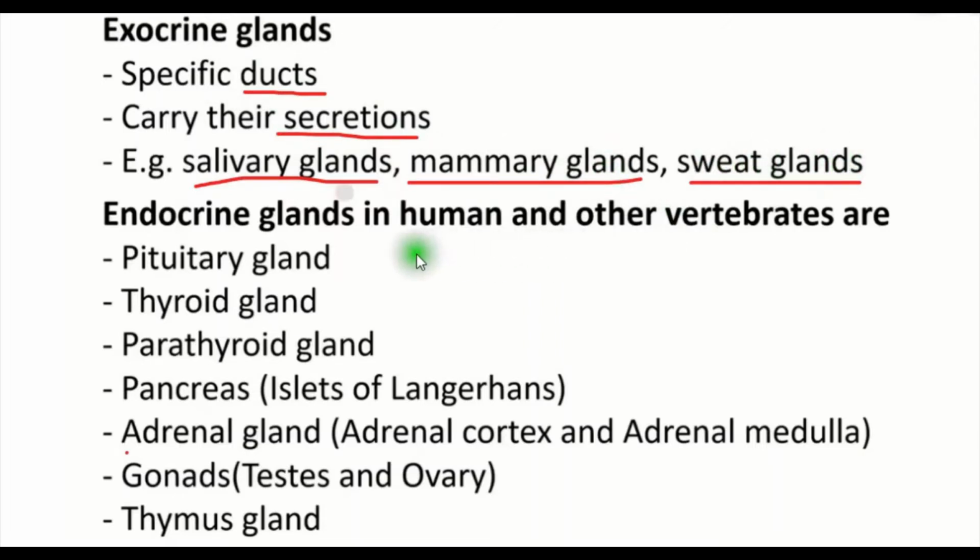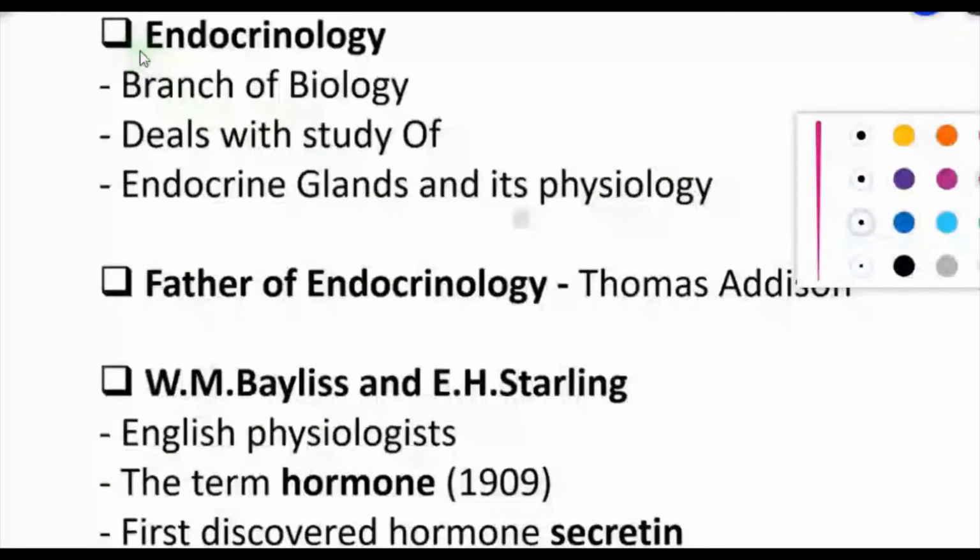Now what endocrine glands are present in the human body? Pituitary gland, thyroid gland, parathyroid gland, pancreas, adrenal gland, gonads and thymus gland. So these are the glands present in the human body. The pancreas has another name, islets of Langerhans. Then the adrenal gland: the adrenal cortex also secretes hormone and the adrenal medulla also secretes hormone. Then gonads: in male they are the testes and in female the ovary.